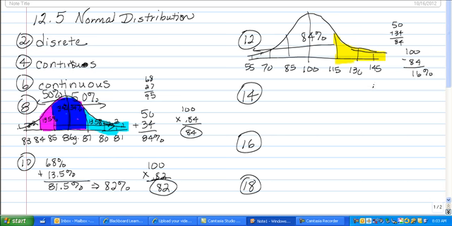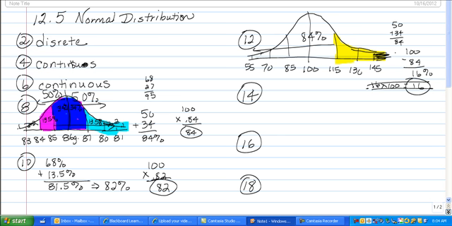So 0.16 times 100 would give us about 16 people. Okay, and they want it as a percent, so I'll leave it as 16%. Make sure you read carefully when you go to put your answer in MyMathLab. More than 145, so we're talking about this little region right here.